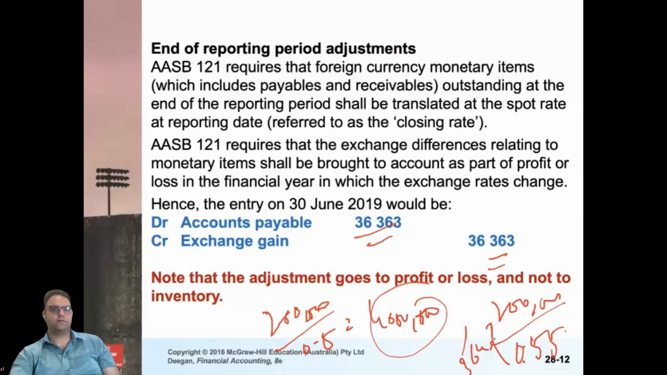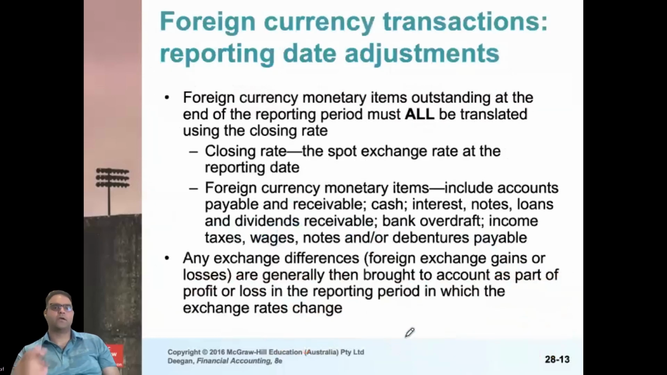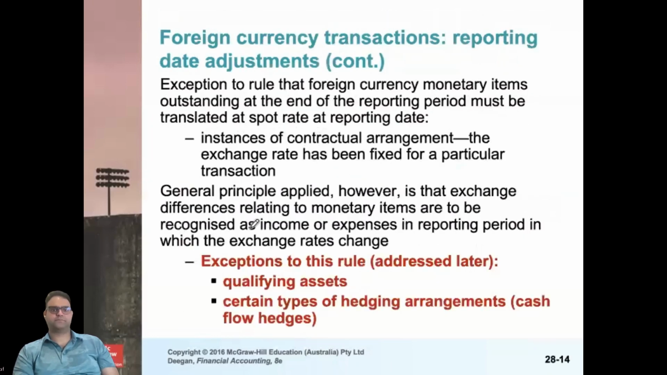Going further, now on the foreign exchange rate and the date of the adjustment, they say normally all the dates will be on the closing rate, that will be the spot rate. Foreign exchange needs some monetary items. It includes cash, interest, loans, swap, dividend, and a few more, debenture payables.